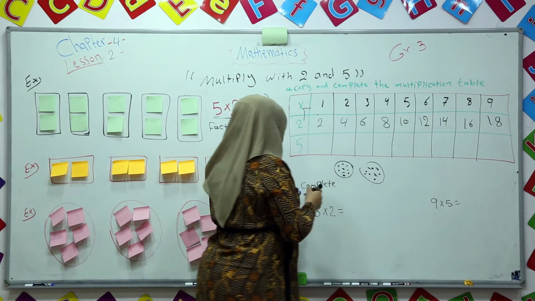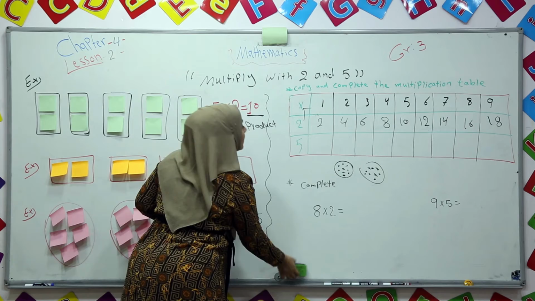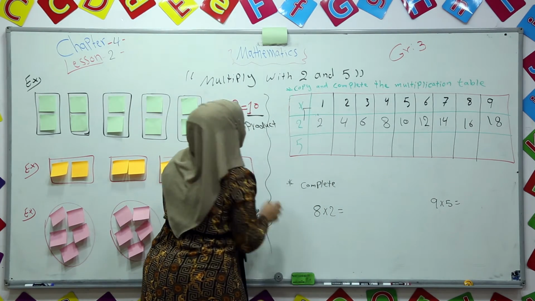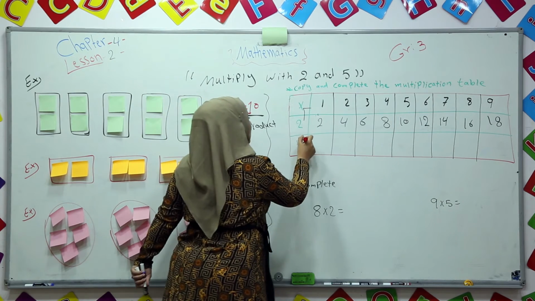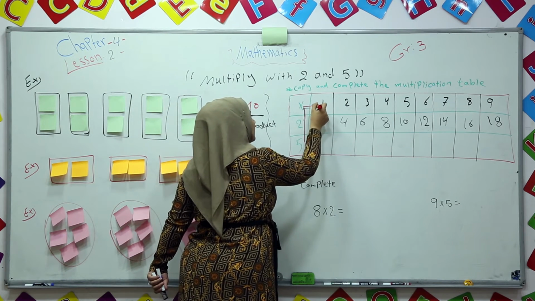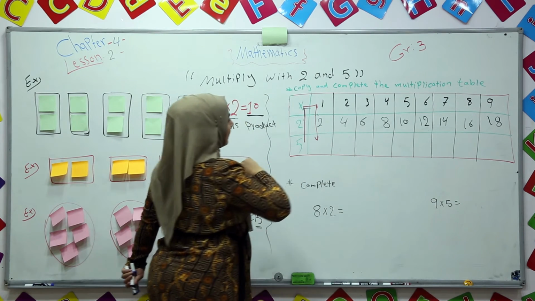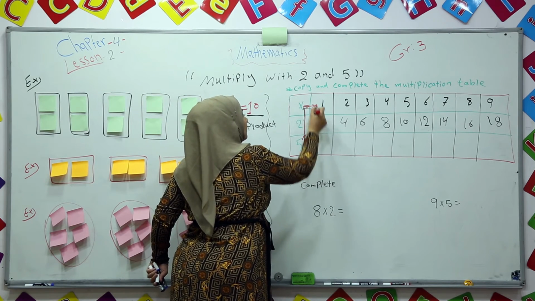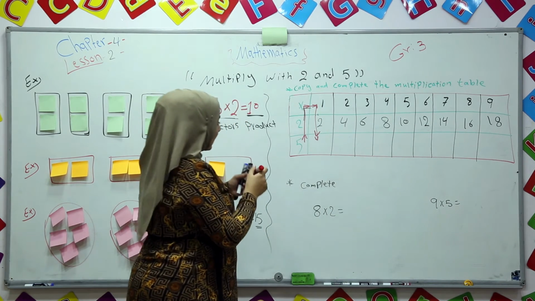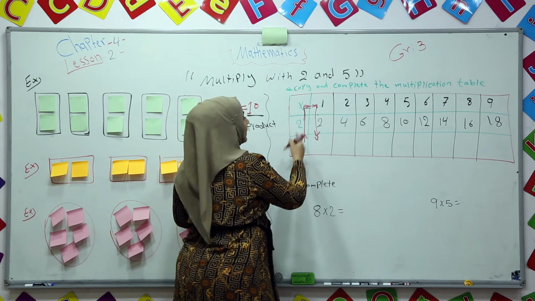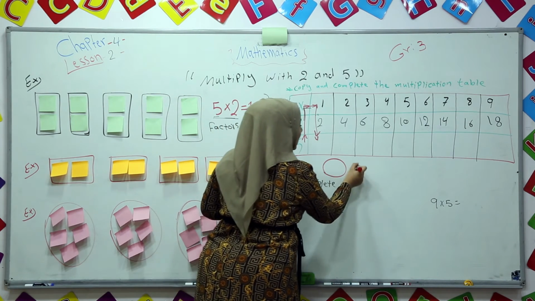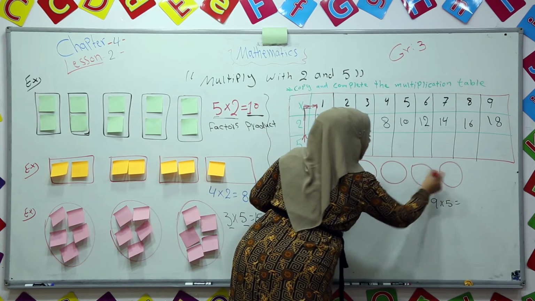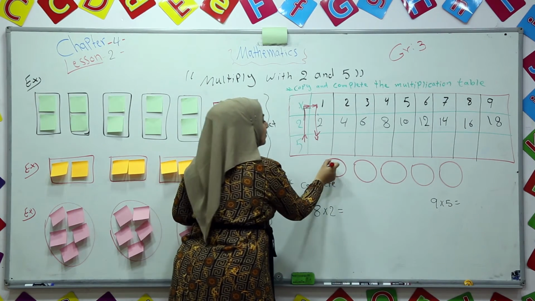Now we will find the multiplication table for 5. 5 times by 1. I will write the answer here. 5 times 1. I have 5 groups. Each group contains 1 object.